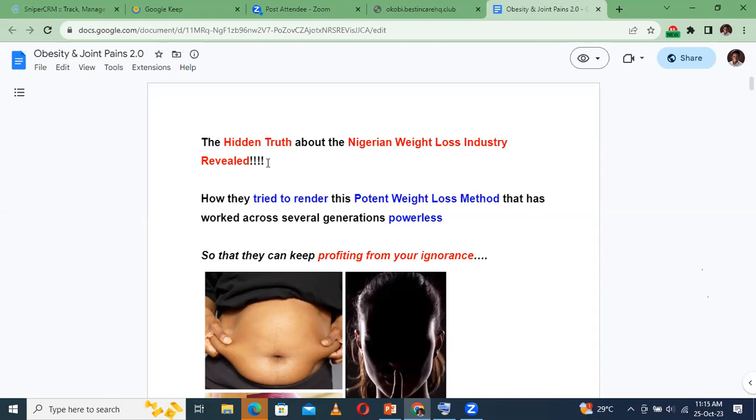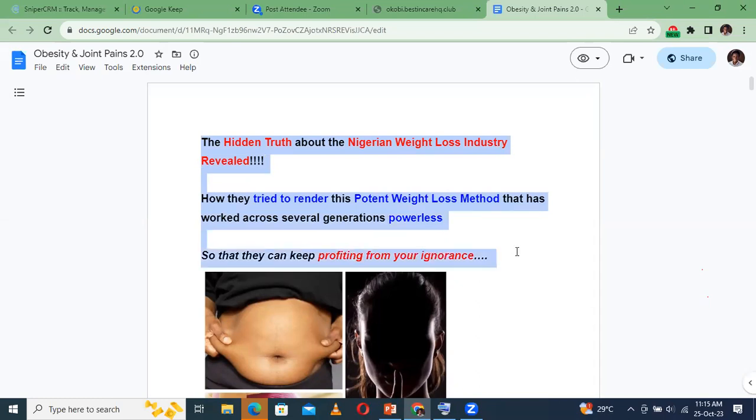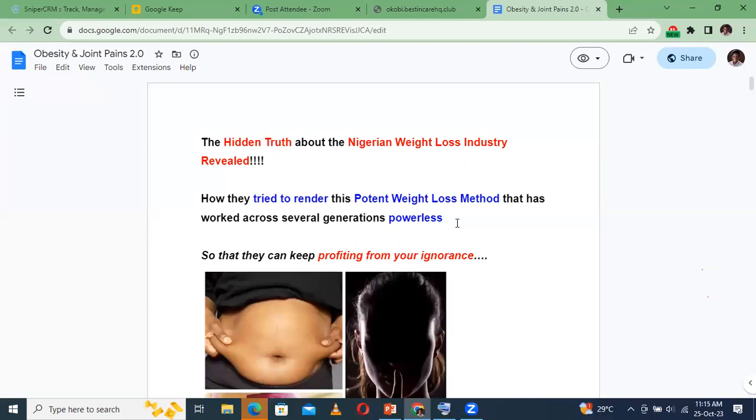I'll give you one law for writing a good headline. I won't give you a format to write headlines though. There is no structure, but I'll give you some laws that you must obey to write headlines. I will still get back to that. So the headline says: the hidden truth about the Nigerian weight loss industry revealed. How they've tried to render this potent weight loss method that has worked across several generations powerless, so that they can keep profiting from your ignorance.